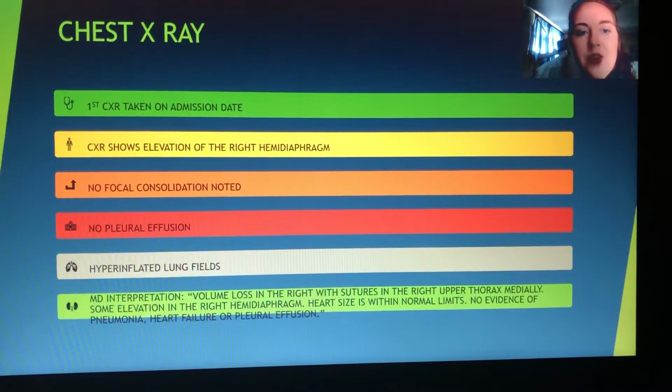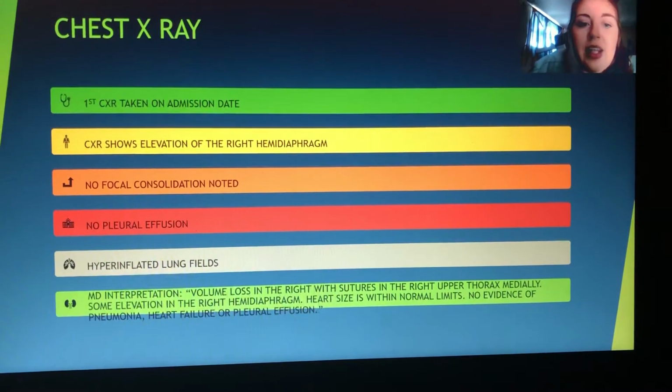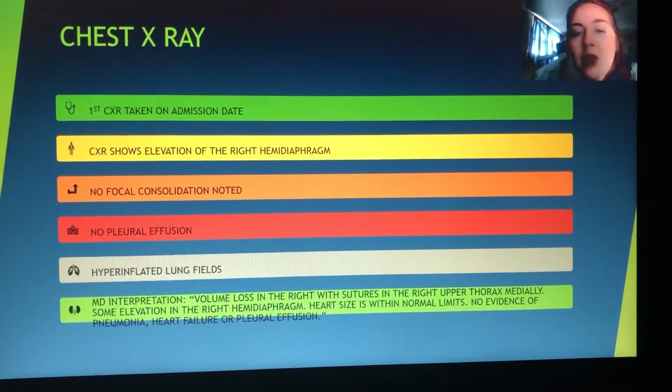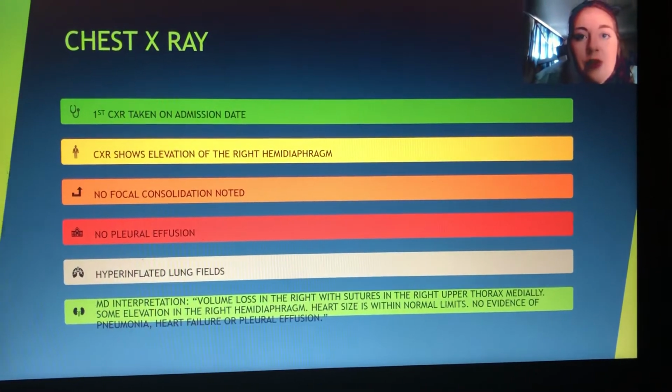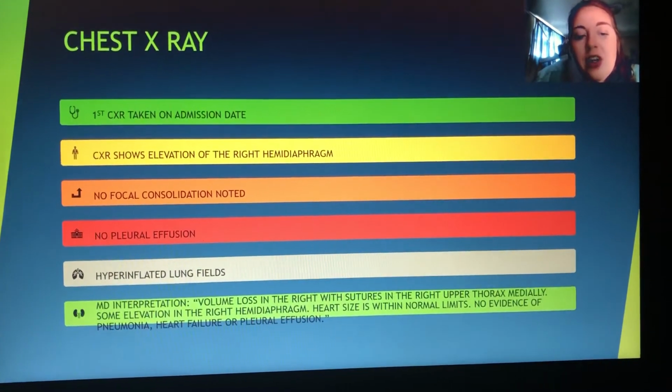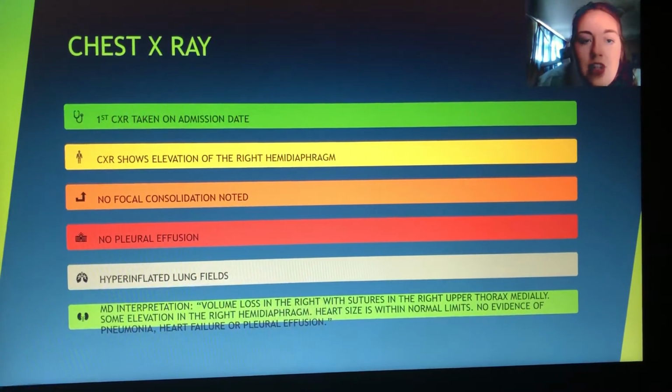Looking at the chest x-ray, the first x-ray was done on admission day. It showed an elevated right hemidiaphragm, no consolidation, no pleural effusion, but it did show hyperinflated lung fields. And so there you can see the doctor's interpretation of the chest x-ray.